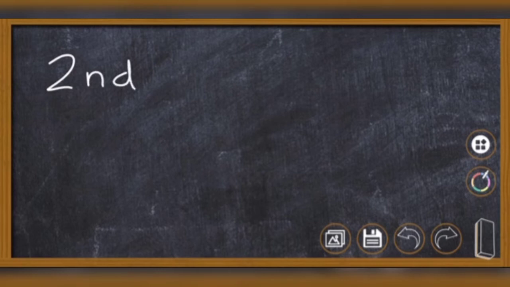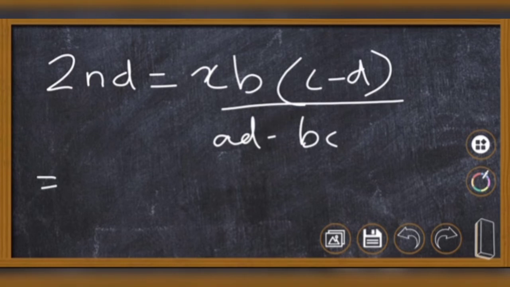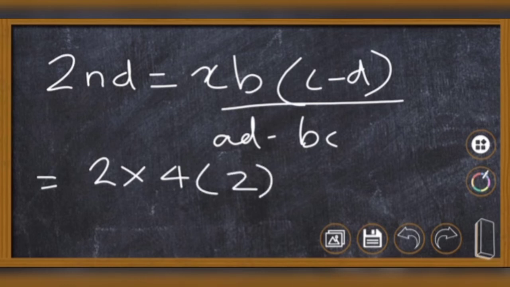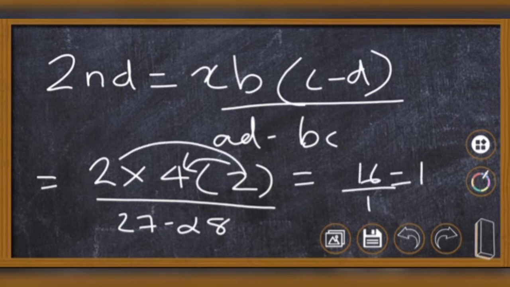Then to find the second number, we will substitute a by b. So x into b into c minus d, divided by the difference of the cross products, that is ad minus bc. So 2 into 4 into c minus d, we got 2, then ad minus bc we know is 27 minus 28, that is 1. So the answer is 2 into 2, 4, 4 into 4 is 16, divided by 1, that is 16. So the two numbers are 12 and 16.